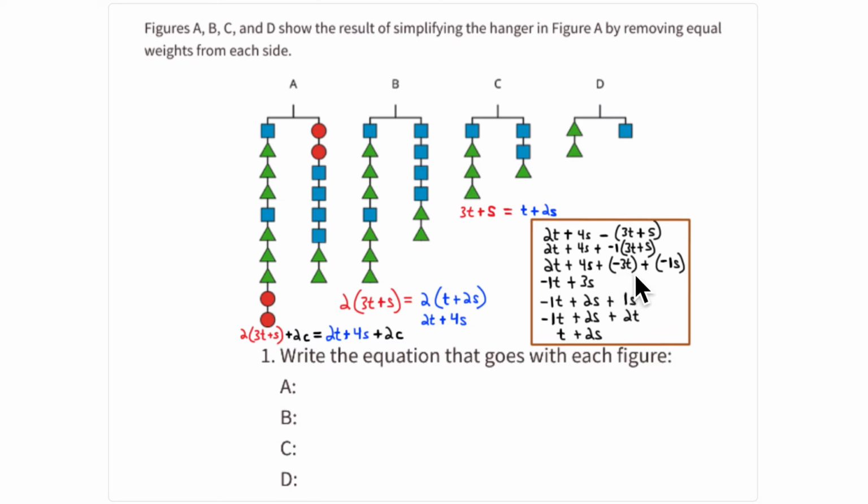So it's a negative 3 times the triangles plus a negative 1 times that one triangle, I'm sorry, square. A negative 1 times the square. So now we combine all the symbols that are the same. I have 2 t's and a negative 3 t's. That gives me a negative 1 triangle. And I have 4 squares and a negative 1 square, so that gives me 3 squares.